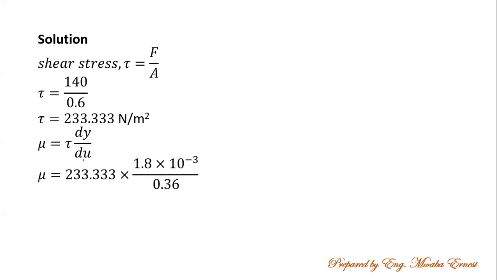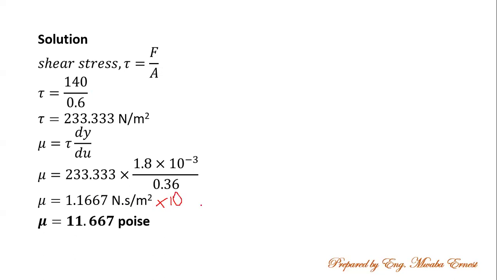233.333, that is our shear stress. Then the thickness of the lubricant, 1.8 times 10 to the power negative 3. This is now in meters. Then velocity is 0.36. So when you get that, it becomes 1.1667 newton seconds per square meter. If I take this value and multiply it by 10 as per tradition, then my answer in poise is 11.667 poise.